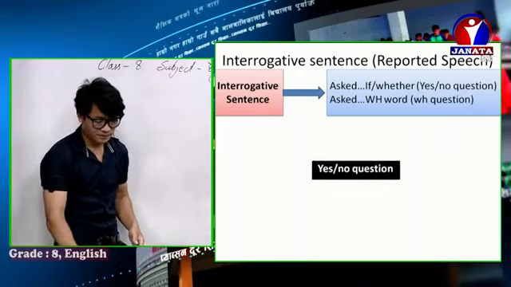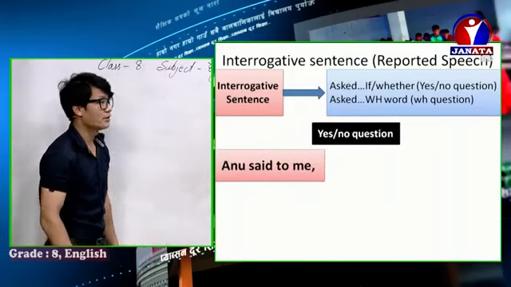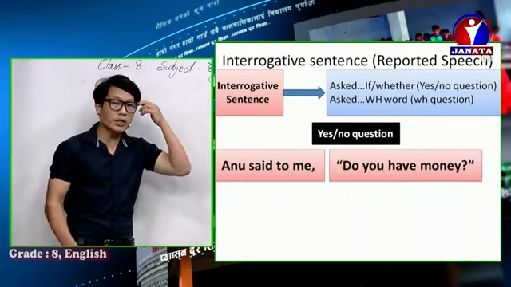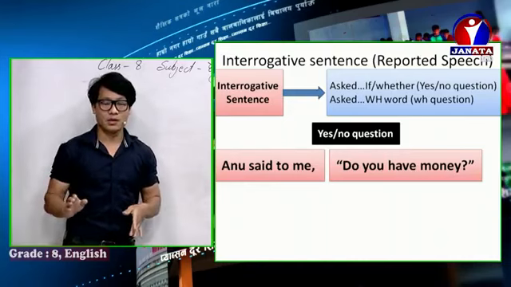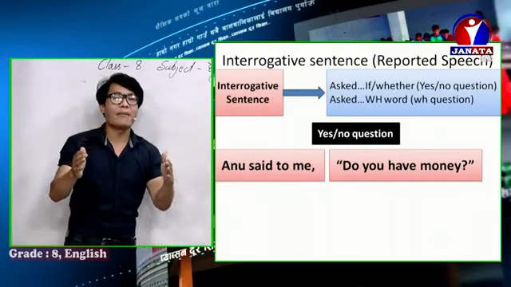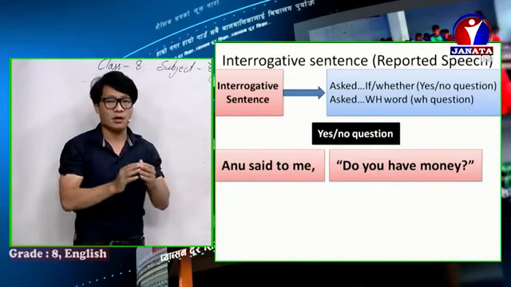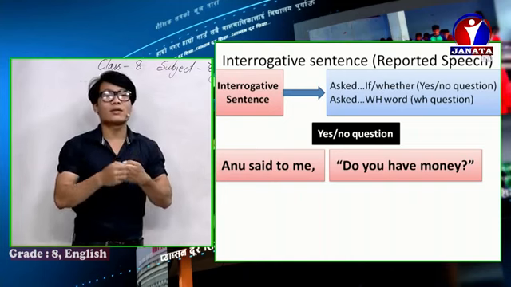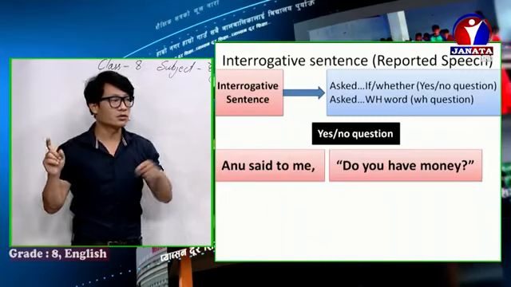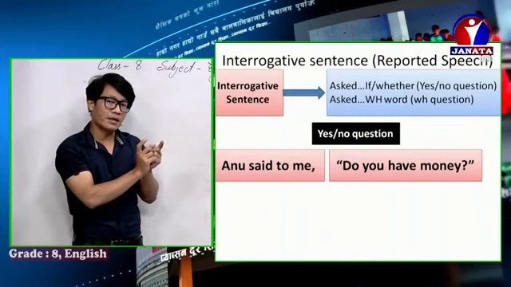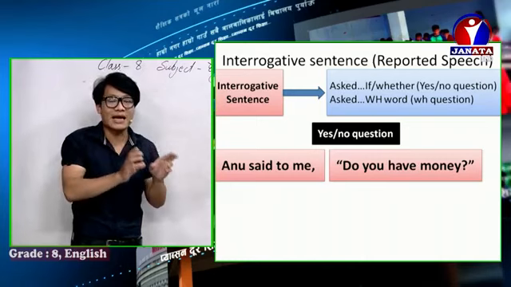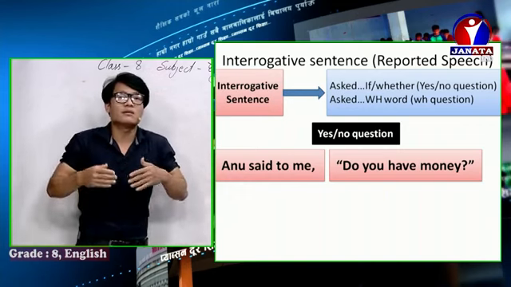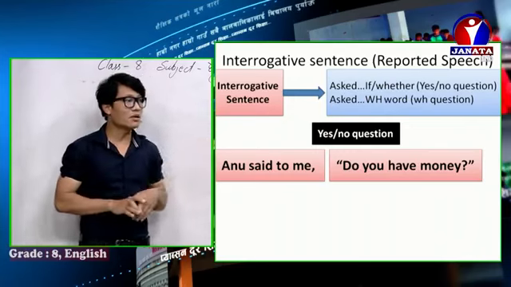Now let me show you here. First, yes/no questions. See this. Anu said to me, "Do you have a book?" Most students may have a problem finding out whether this is a yes/no question or a WH question. I want to tell you, a yes/no question always starts with an auxiliary verb and ends with a question mark. So do is an auxiliary verb. And a yes/no question's answer always starts with yes or no. That's why it's called a yes/no question. And a WH question always starts with a WH word. Okay. So let's talk about yes/no questions.